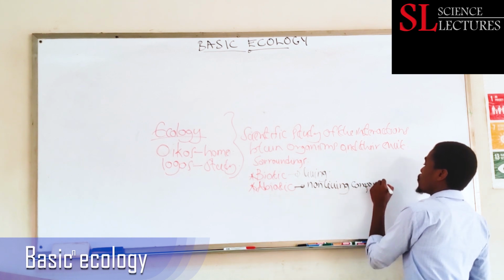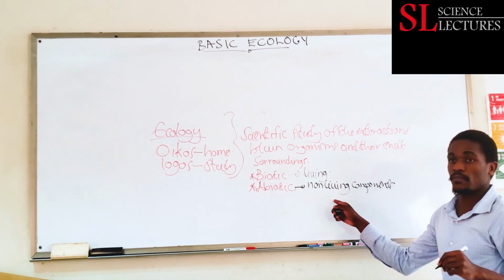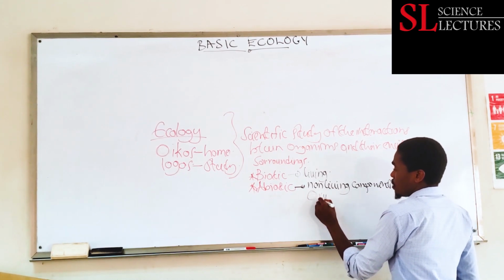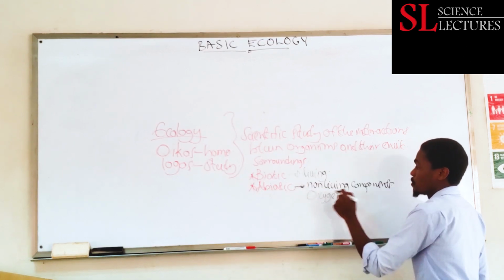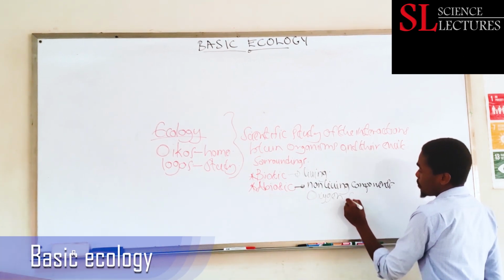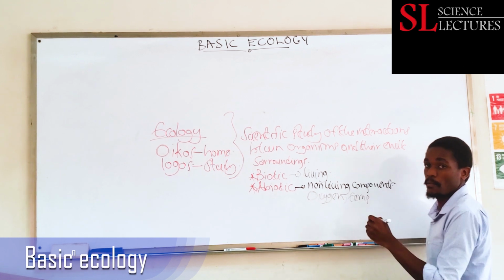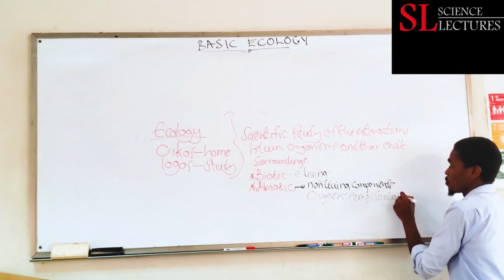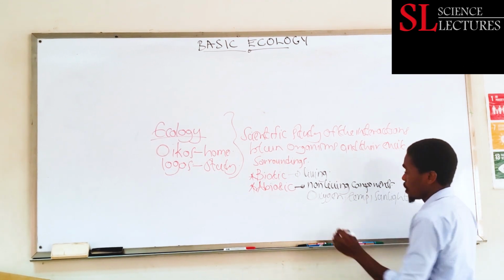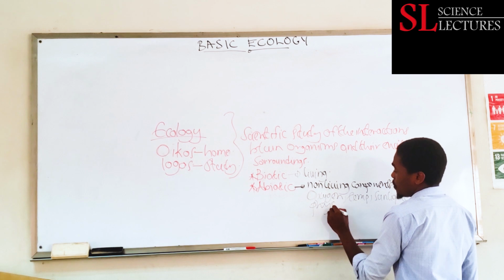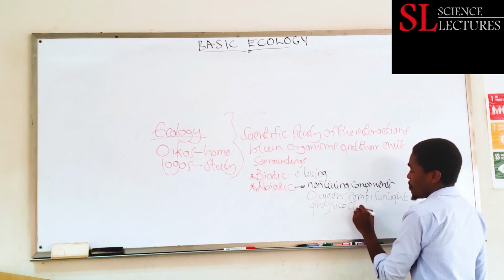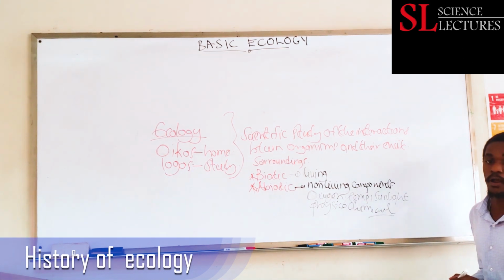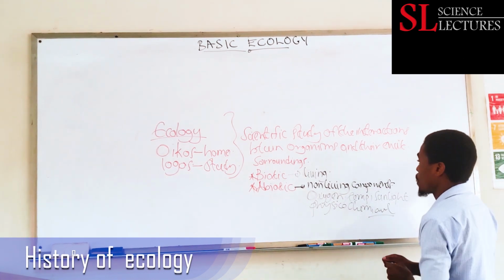As examples of the non-living components, we can have things like oxygen. Oxygen is under the abiotic components. Then temperature is under the abiotic components. Sunlight is also an abiotic component. Then other physical and chemical parameters are also abiotic components. So that is it basically.